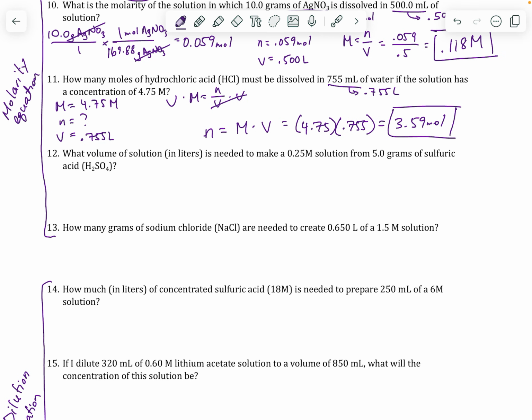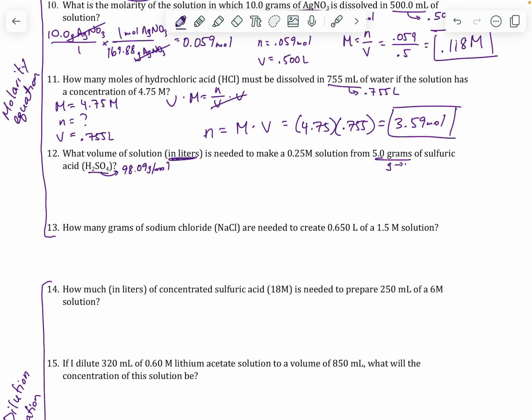All right. What volume of solution in liters? Of course, it's going to be in liters because we are using the molarity equation again, a 0.25 molar solution, 5 grams. And we see that we have grams, so we are going to need to do a conversion here. And so we need the molar mass of sulfuric acid, H2SO4, which is 98.09 grams per mole. So my first step is to get grams and convert it to moles.